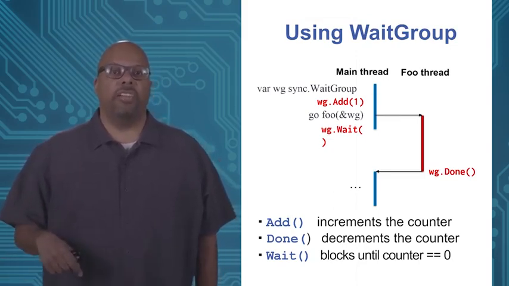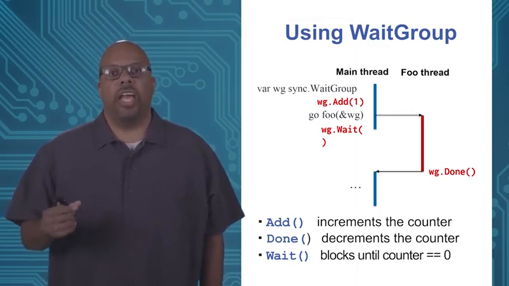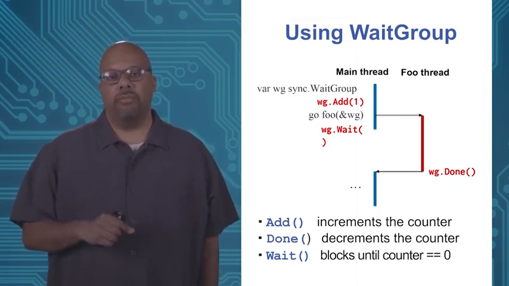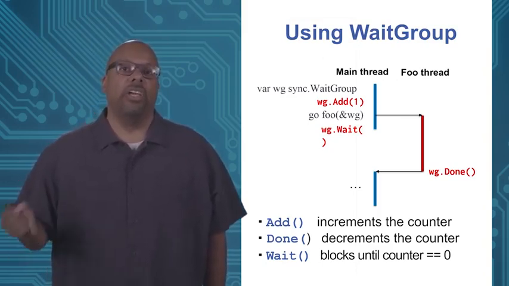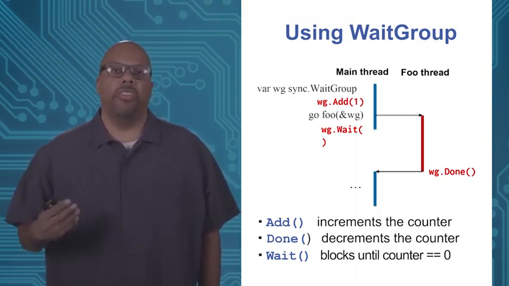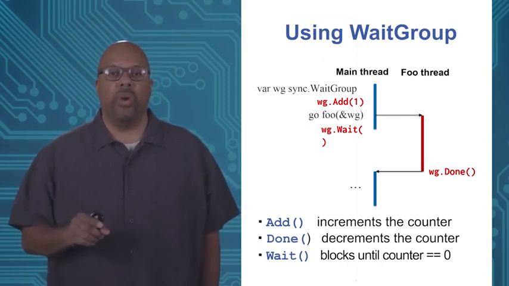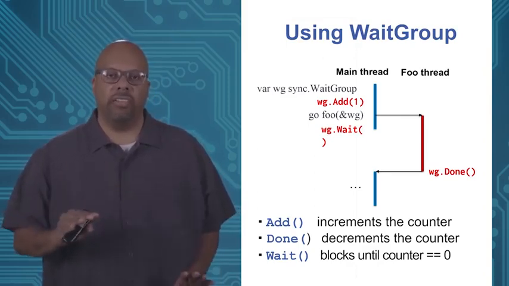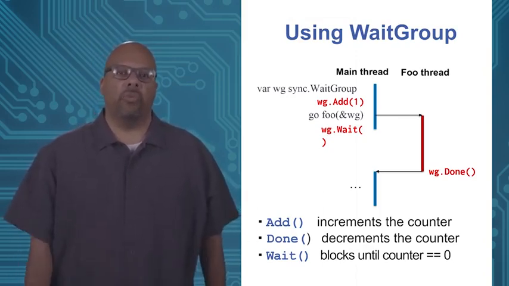And that will decrement the counter inside the wait group. In this example, I added 1 to the counter in the main, so the counter is equal to 1. In the foo thread, once it's done, it decrements it by calling Done. So at that point, the counter in the wait group should be equal to 0. And then the wg.Wait function call that was called inside the main thread will complete, and the main thread can continue with whatever code it has to execute after that wait.